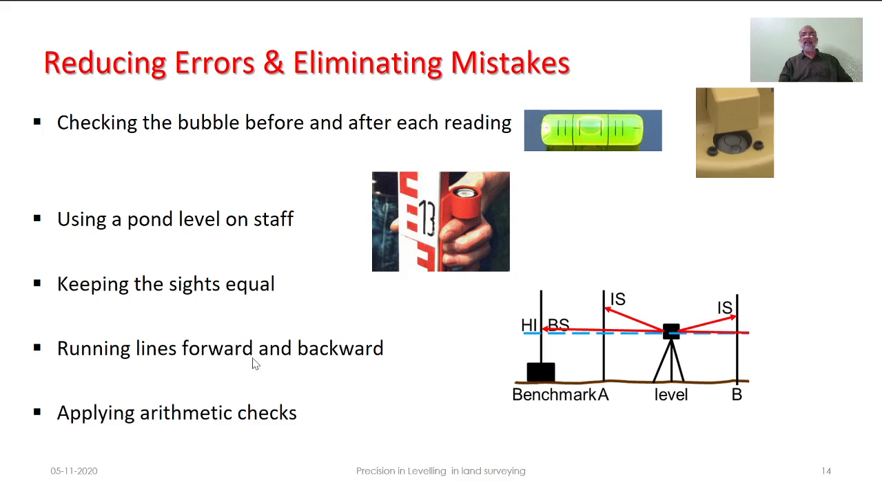As we run the line in the forward as well as the backward manner, it enhances the precision as well as the accuracy the way we discussed in earlier slides. Lastly, it's better to apply arithmetical checks as you record all the readings in your page of field book so that you will come to know that whatever computations you have done in order to work out the reduced levels are correct.